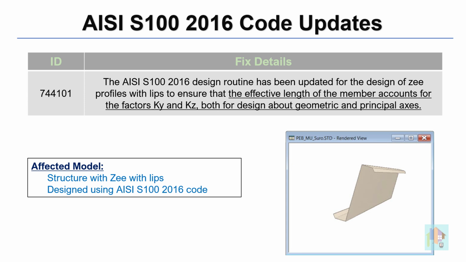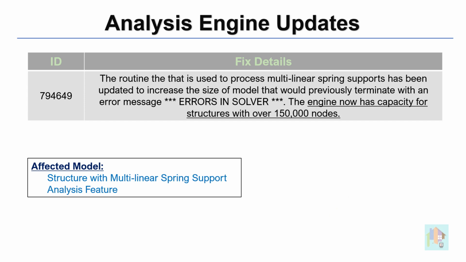Finally, the AISI S100 2016 design routine has been updated for the design of Z with lips about geometric and principal axis. This is to ensure that the effective length of the member accounts for the Ky and Kz factors. That's all from the AISC code. There are several other minor updates which you can check from the revision history file.